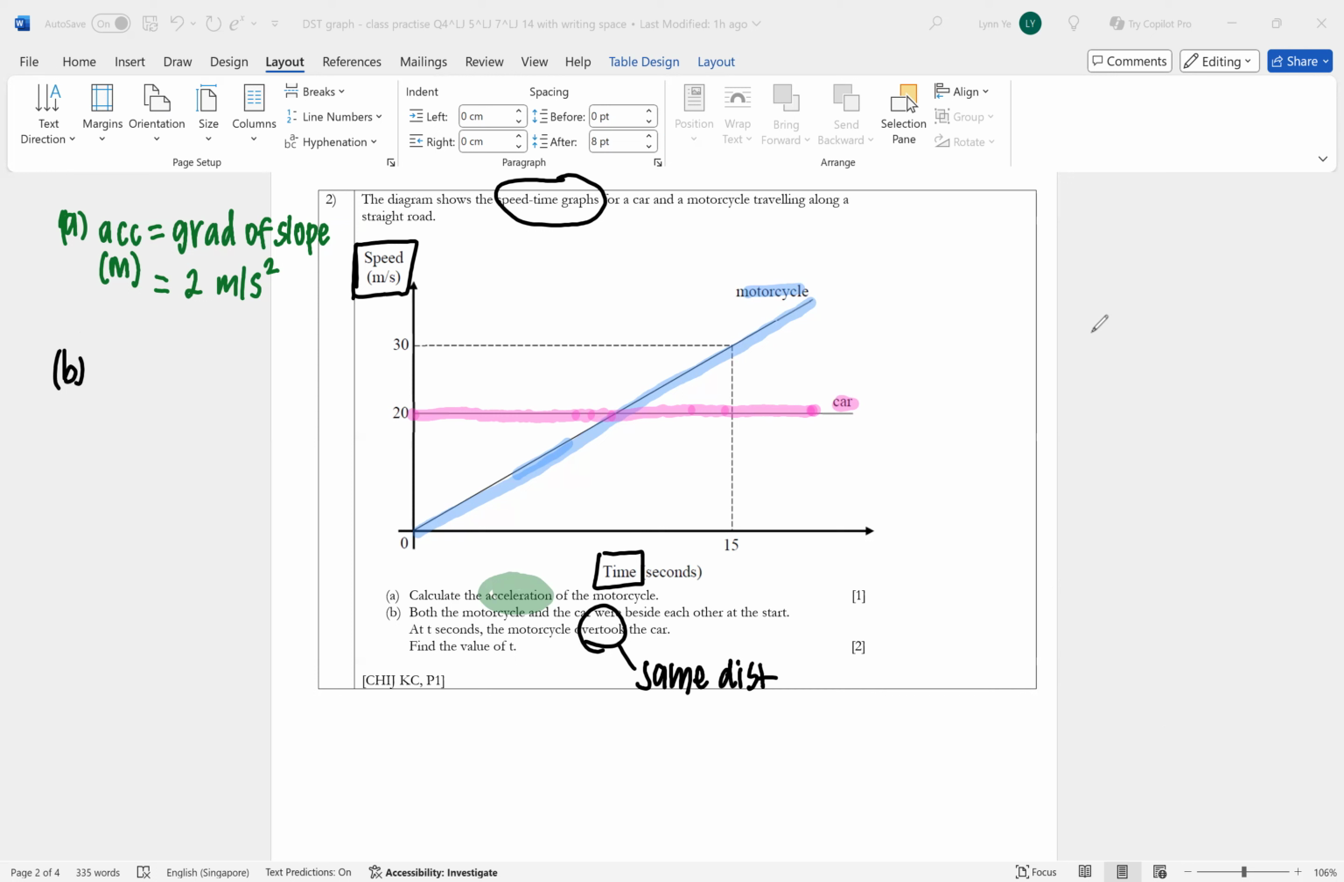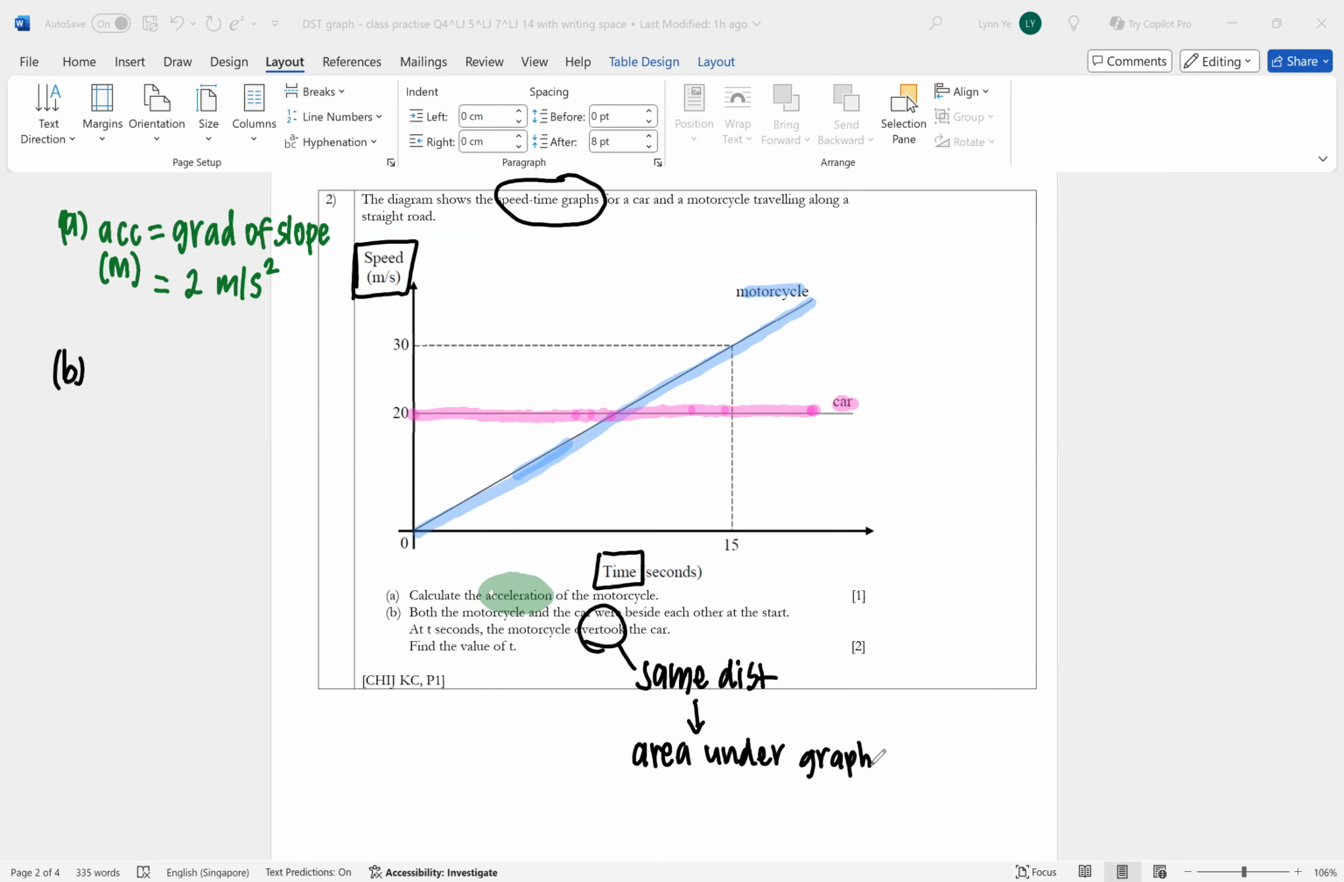And once you know that overtake means the same distance, so what does that mean? How do you find the distance? It's area under the graph. And remember, I told you guys, before we do that, we need to understand the zone. And it's not just any kind of graph. It's area under what kind of graph?